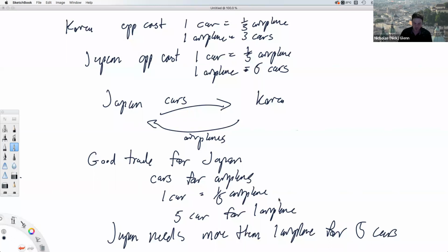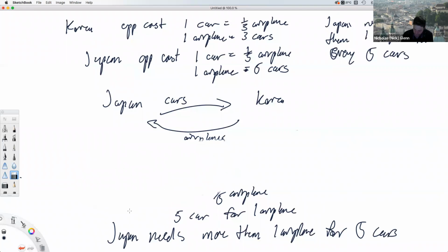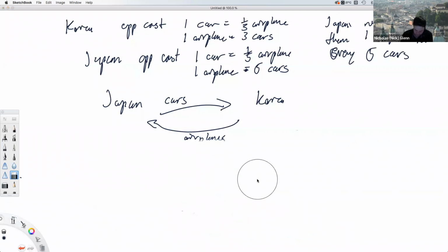Now, what constitutes a good trade for Korea? So let's write this down up here. Japan needs more than 1 airplane for every 5 cars. So this is the ratio that we need here. We got that. Now let's find this for Korea.